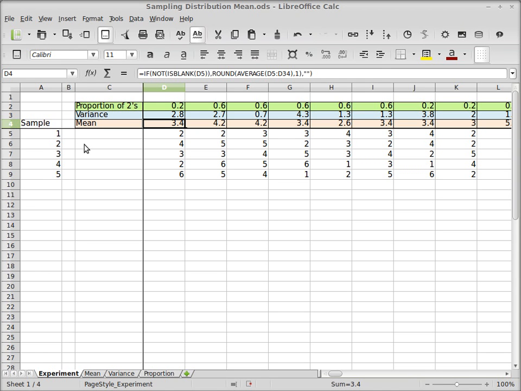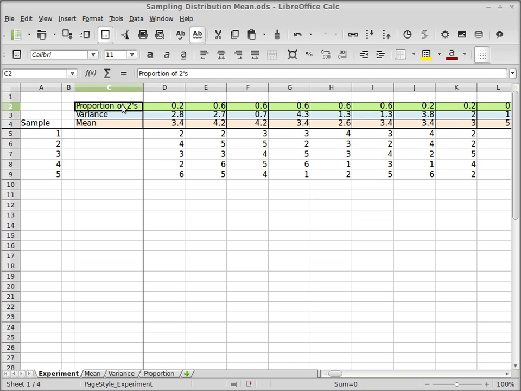I want to demonstrate the ideas that we were talking about in this lesson regarding rolling a die 5 times and getting a sample mean, and then repeating that experiment and getting another sample mean. So we'll have plenty of sample means, and then we want to look at how those sample means are distributed. We'll do the same thing with variance, and then we'll do the same thing with proportion.